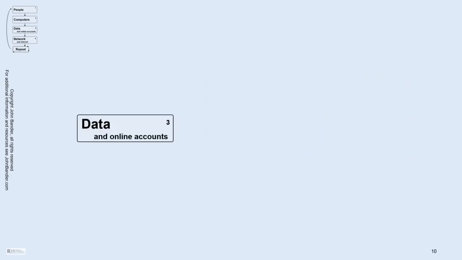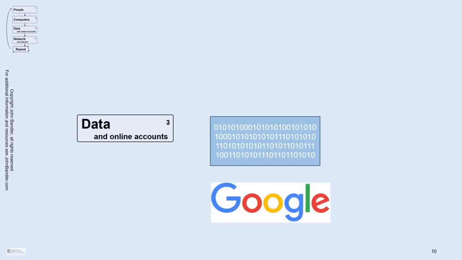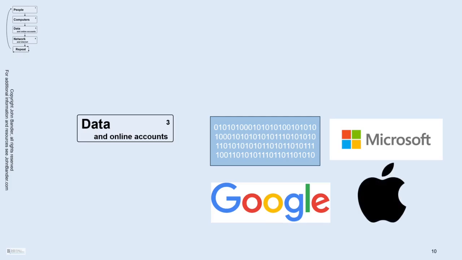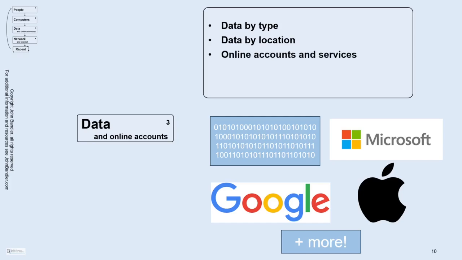Now we're thinking about data and online accounts, and here it does get more complex because we have data everywhere. It's in a lot of different places, and with these cloud providers, Google, Microsoft, Apple, and there's a lot of different places where our data is, and we have a lot of online accounts. So we think about data by type, data by location, all of our online accounts and services, and we think, what if it was hacked or becomes unavailable to us or someone tampered with it?